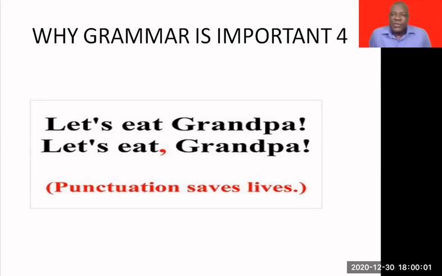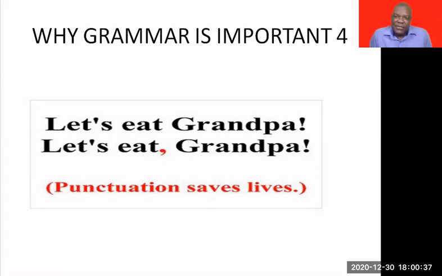Why grammar is important, four. Now, this is from a particular scholar, though not really stated here. Then there are two sentences here. The first sentence is, let's eat grandpa. Did that sound horrible in your ears? Let's eat grandpa. That gives you the picture of a cannibal, right?